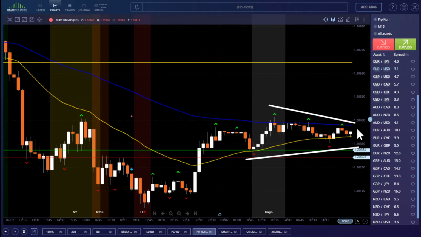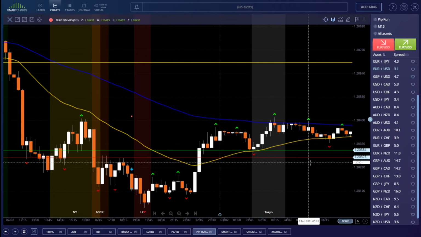So we're sort of coming to this squeeze. It's kind of like fractal divergence. Fractals making higher lows, EMA's going down. So I'm just going to take a trade in the same direction as my higher time frame, and that's down. That's looking for shorts.